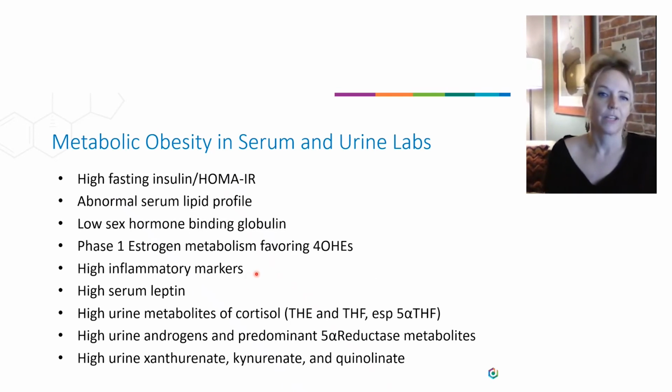High inflammatory markers like hsCRP, some people will do interleukin-6 and TNF-alpha. You could really do a full inflammatory panel if you wanted to, but hsCRP is probably the most common one we'll see people coming in with. High serum leptin, indicating leptin resistance. And in the urine, we look at the metabolites of cortisol. We look at the metabolites of the androgens like dihydrotestosterone and androsterone, as they are 5-alpha reductase metabolites. And of course, high urinary xan, kyne, and quin, as we kind of alluded to in the last slide.